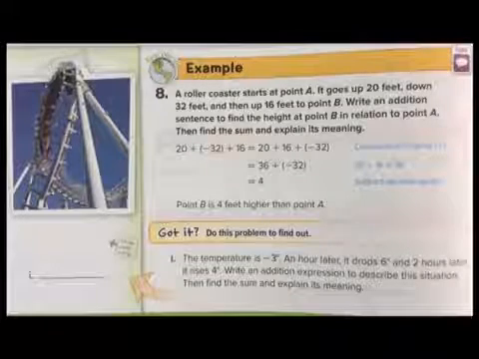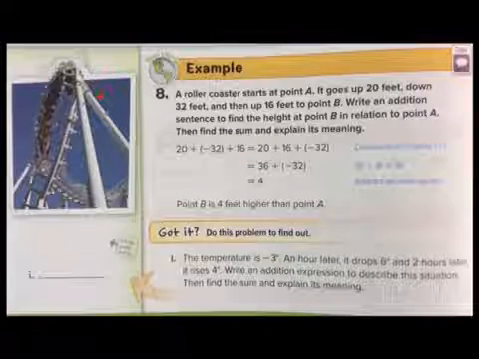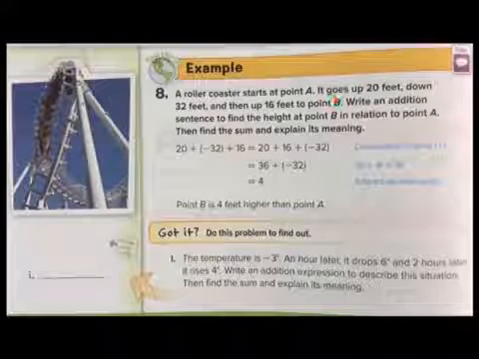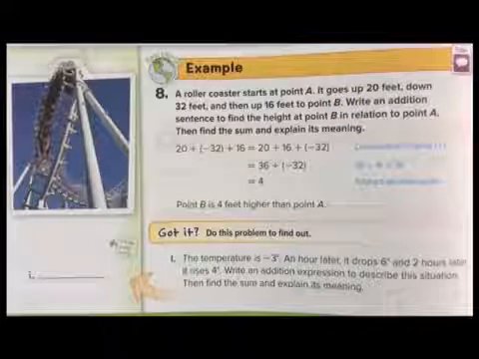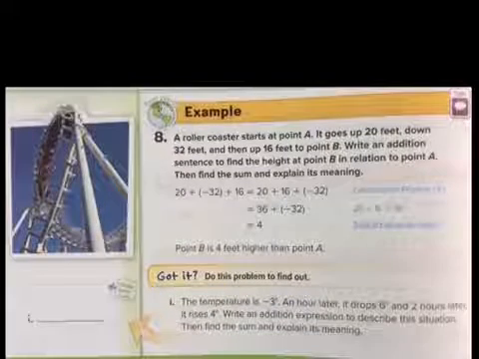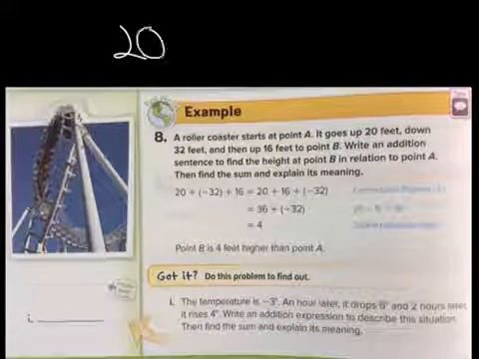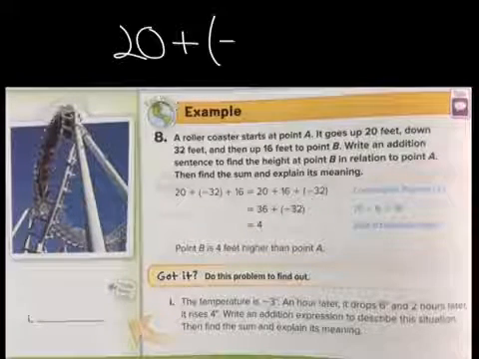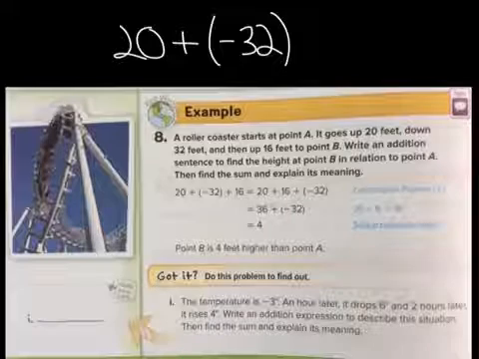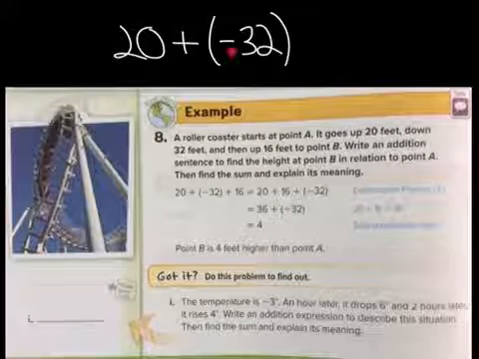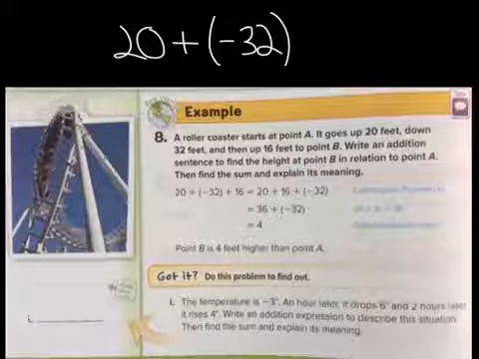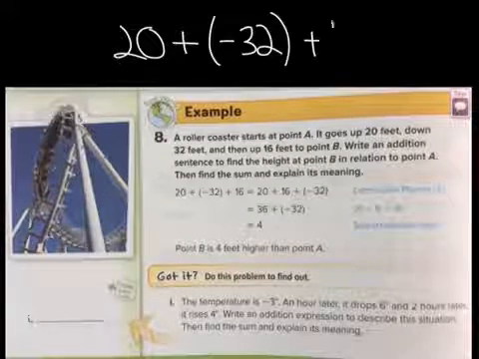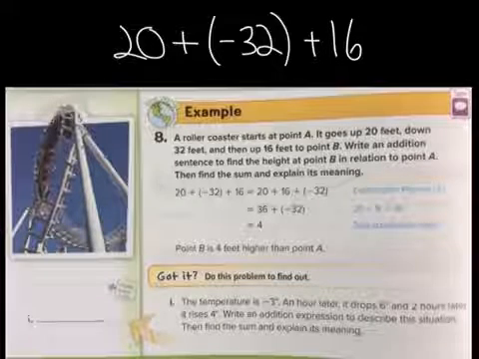And finally, a real-world connection. How does this match with this roller coaster? A roller coaster starts at point A. Okay, point A. I'm assuming it's a height. It goes up 20 feet. Let me just do it up here. So we have 20 feet that it's going up by. I could put a plus sign on that if I want to. Then down by 32 feet, and then it goes down by 32. Okay, and you remember, -32 down by 32. Okay, hope that makes sense. And then up 16 feet, right, to point B.